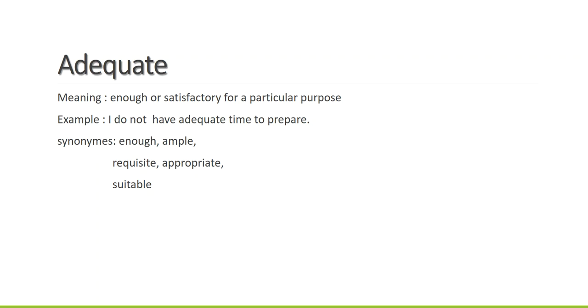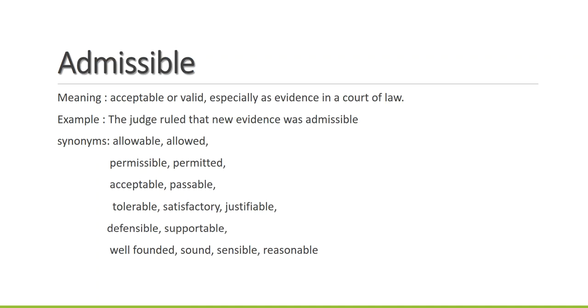Synonyms are enough, ample, required, appropriate, and suitable. And the next word is admissible. The meaning of admissible is acceptable or valid, especially as evidence in a court of law. Example: the judge ruled that new evidence was admissible. Synonyms are available, allowed, permissible, permitted, acceptable, passable, tolerable, satisfactory, justifiable, defensible, supportable, well-founded, sound, sensible, and reasonable.